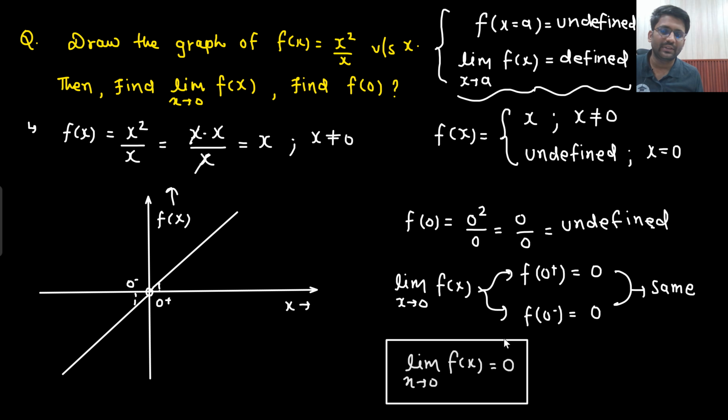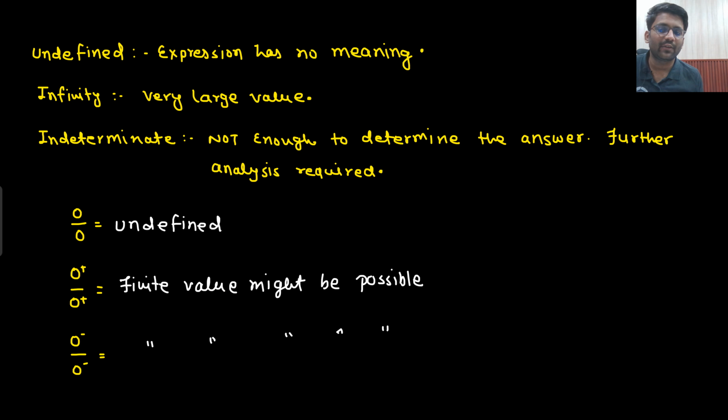Basically, when I calculated 0 by 0 here, I was not able to get a finite answer. But if I just calculate near to 0, then yes, I am getting some answer. So that is known as indeterminate form. Ideally, 0 plus by 0 plus is the indeterminate form, and 0 minus by 0 minus is the indeterminate form. But mathematically, in the theory, 0 by 0 will be written as the indeterminate form.